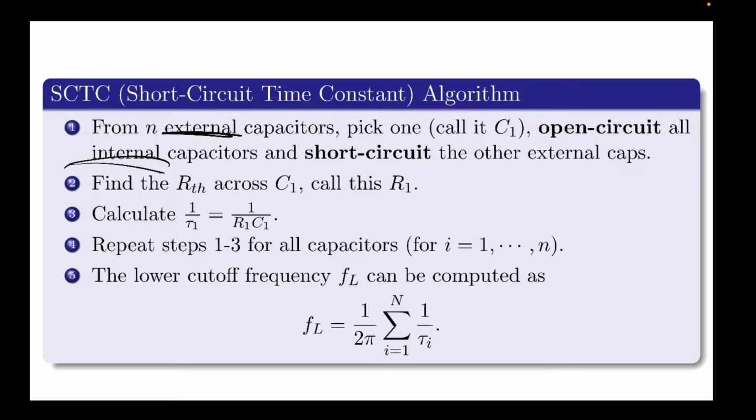Now you calculate RTH across C1, call this R1, and then you repeat this for each of the capacitors that are on the external, right? Then you would calculate this. It'd be the sum of the reciprocals of their time constants. This 2 pi normalization factor is just there because it's Hertz frequency, not radians. We don't have to worry about that.